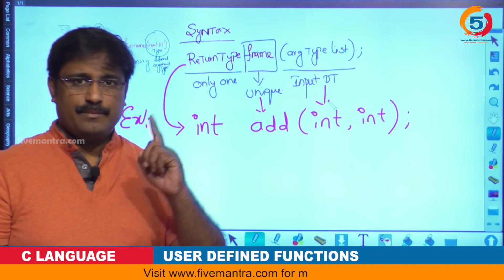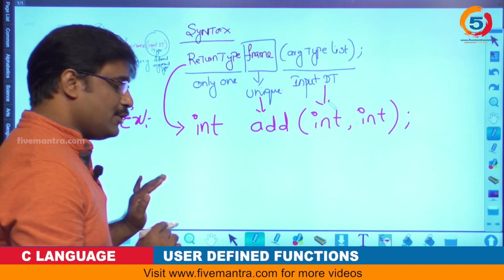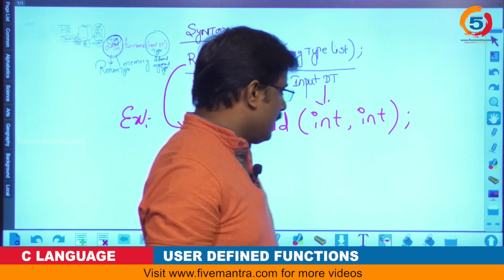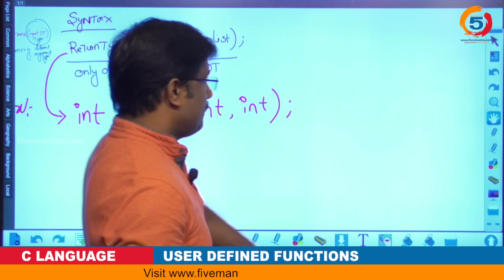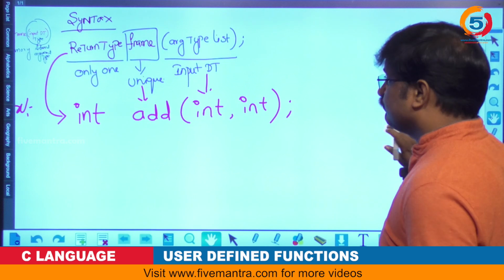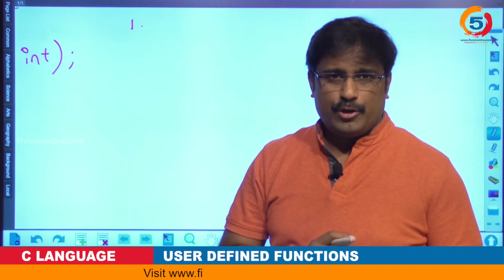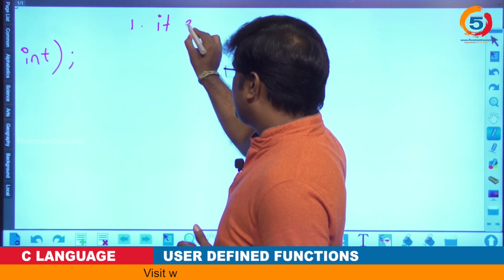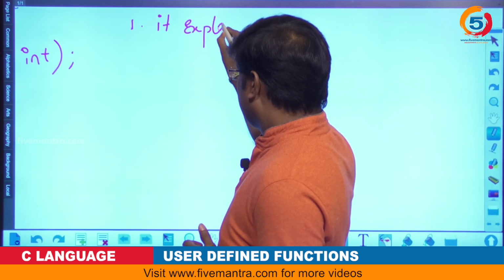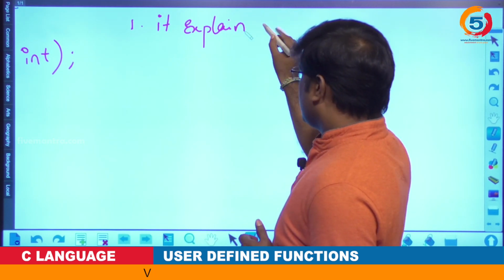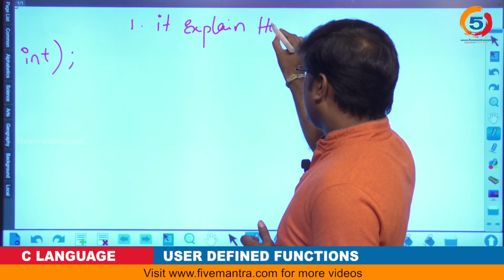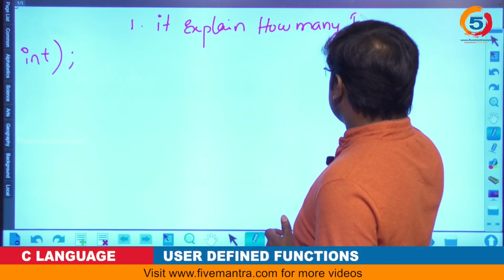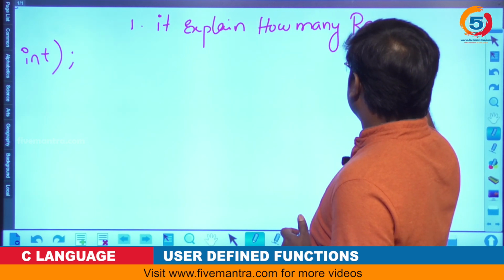The first important one is the prototype declaration. What is the use of this prototype declaration? Let me give the first point. The first important point is it explains how many resources are needed.